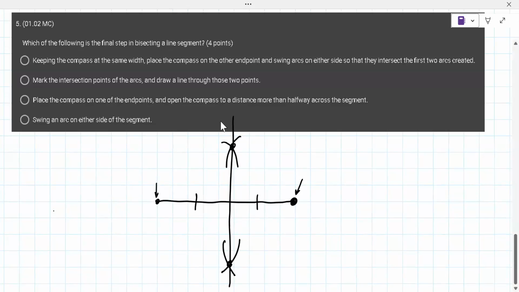So do any of these say that? I'm looking at number 2. Number 2 is correct, I believe. All right, all good.